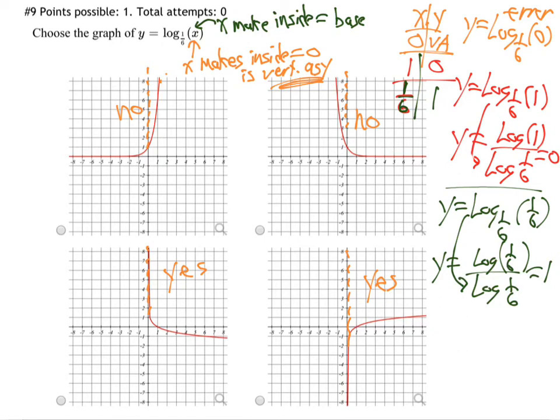Over 1/6, up 1. Yeah, that sort of looks like over 1/6 up 1, doesn't it? How about this one? Over 1/6 up 1 would be right here. No. This one's now a no. So there's our graph. That's the right one.